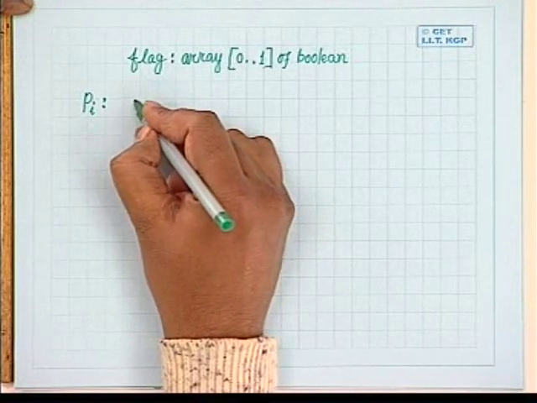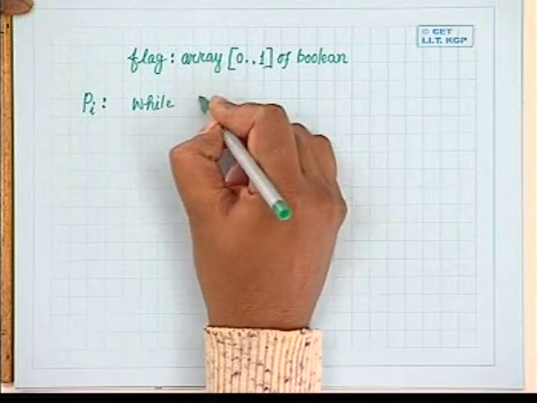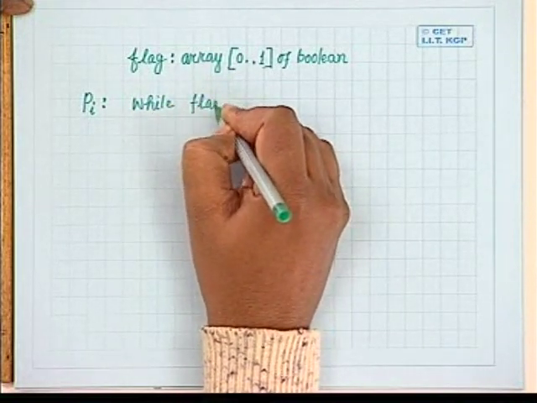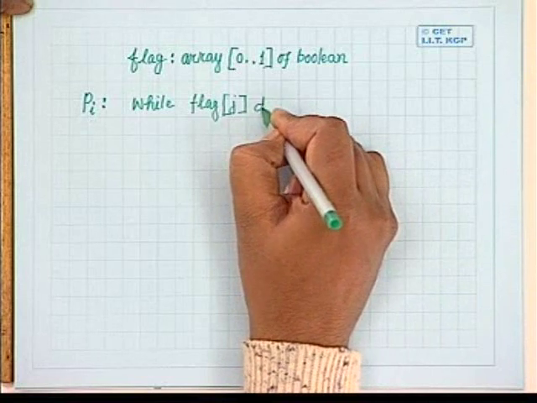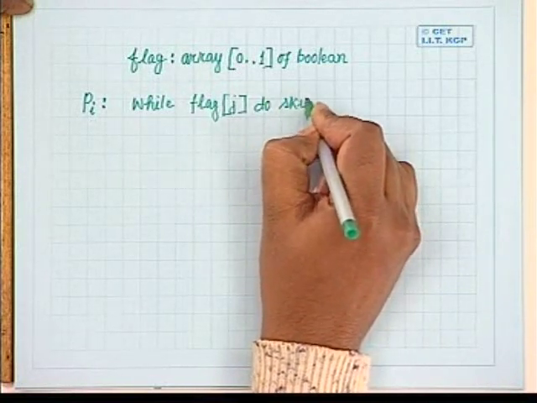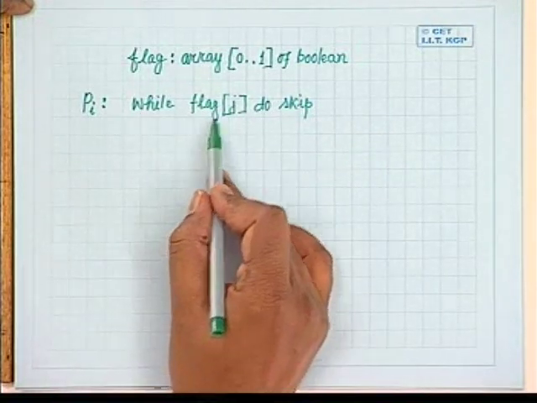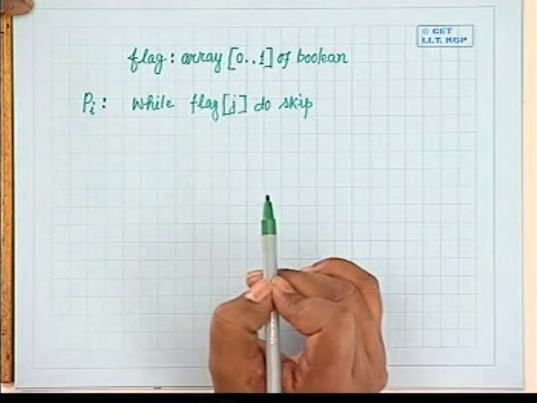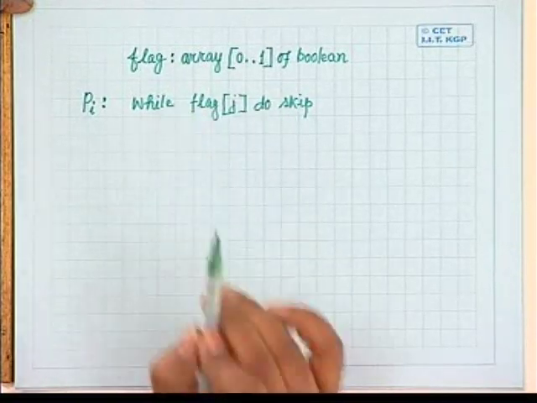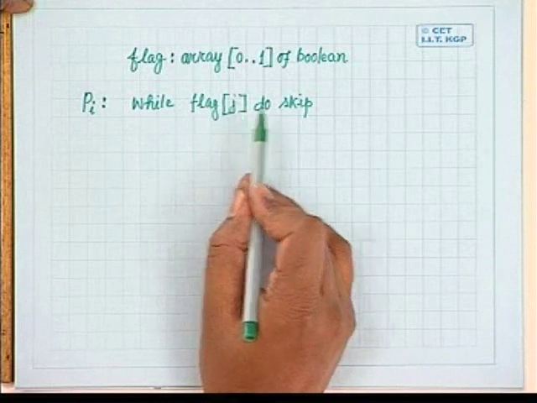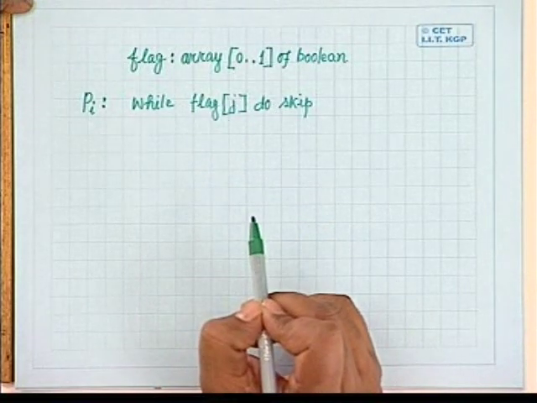The entry section can be written something like this: while flag j is true, do skip. So if process P1 finds that flag 2 is equal to true, that means process P2 is in the critical section. So P1 has to wait in this while loop. If flag 2 is equal to false, that means process P2 is not there in the critical section, so P1 can enter the critical section.